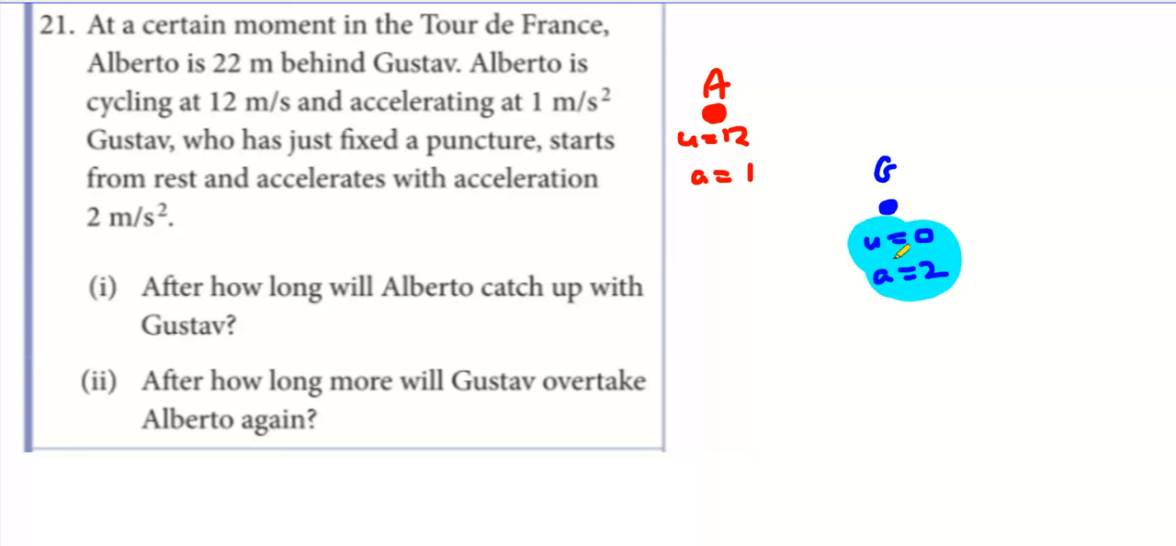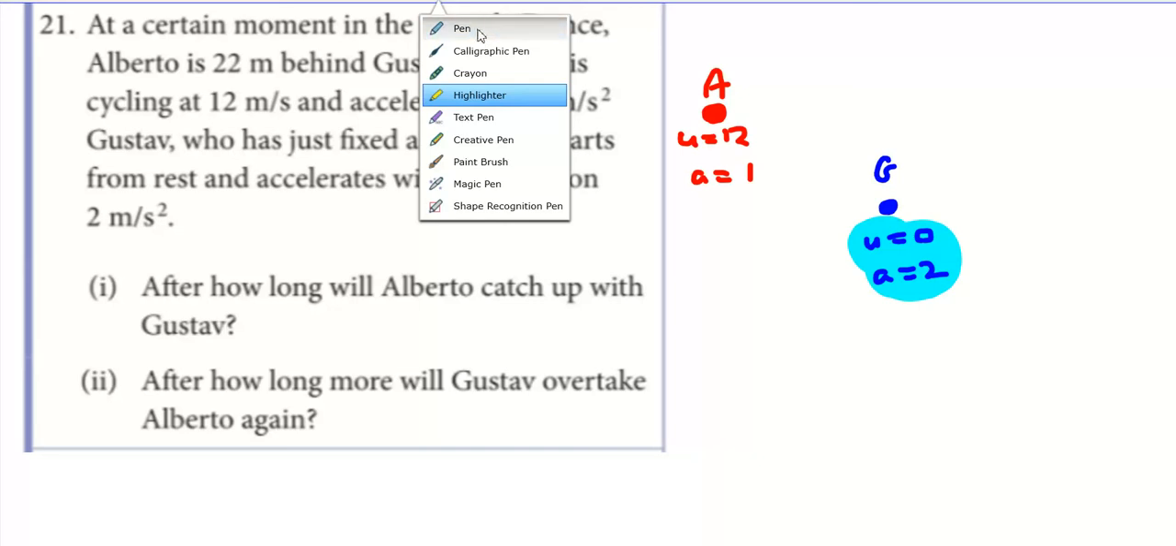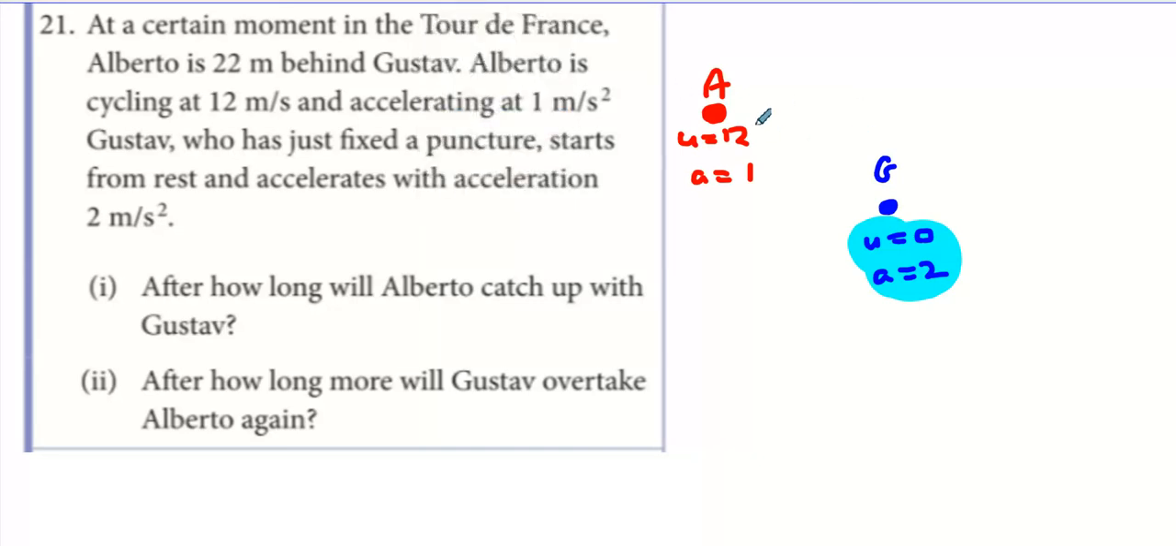Gustav is going to get overtaken, but because of his superior acceleration, he's eventually going to go faster than Alberto and catch him back up again. That's going to happen no matter what. Is that okay? So, let's try this out. All right, what's the gap? The gap is 22.